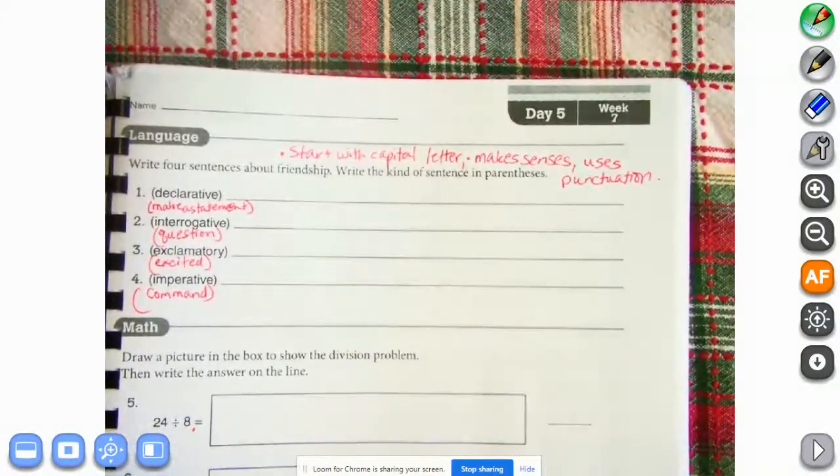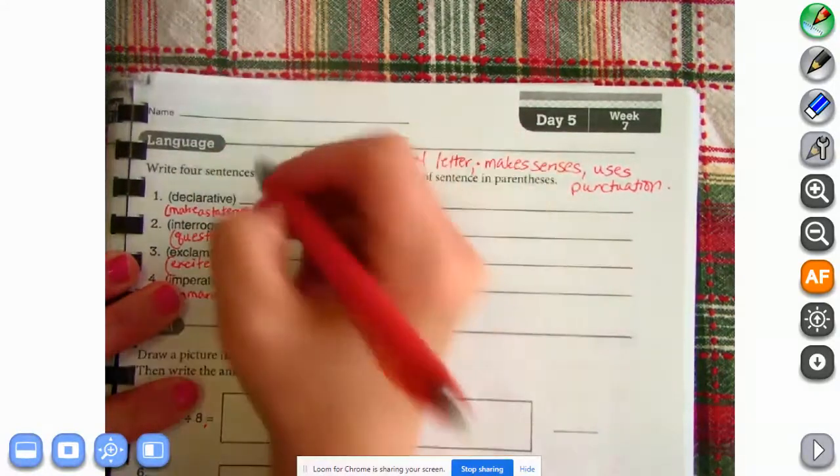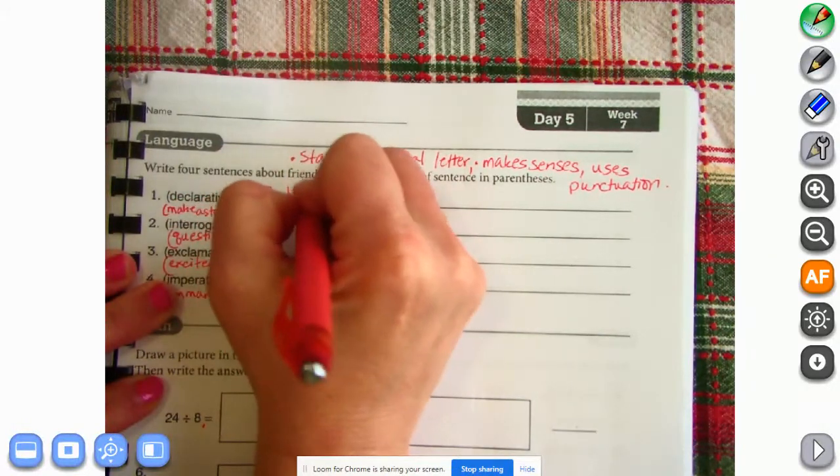And today we are going to be working on different sentences. So we have 4 sentences about friendship. Write the kind of sentences in the parentheses. So the first one is a declarative. So we're going to make a statement. Okay. So I could say, for me, this is my sentence.